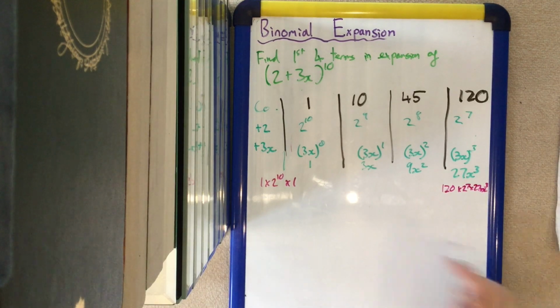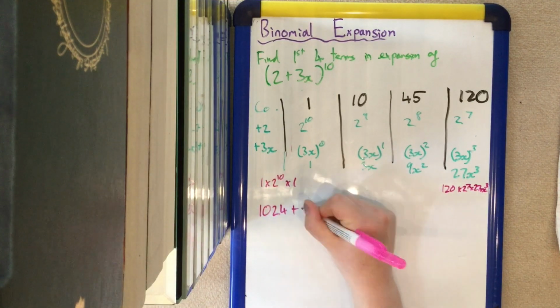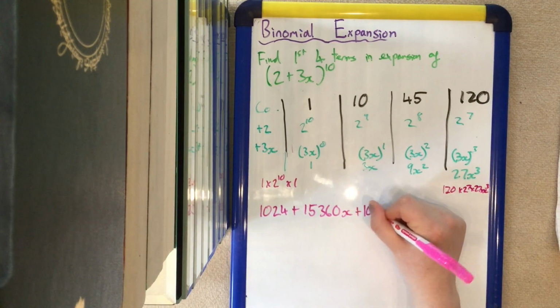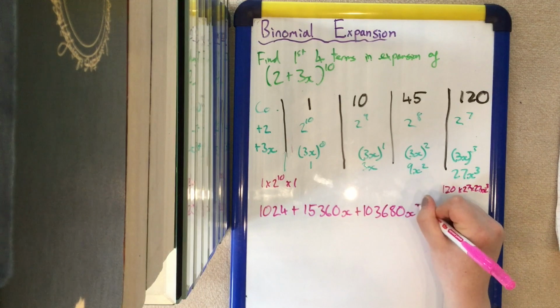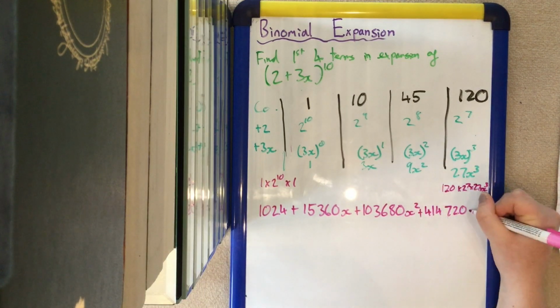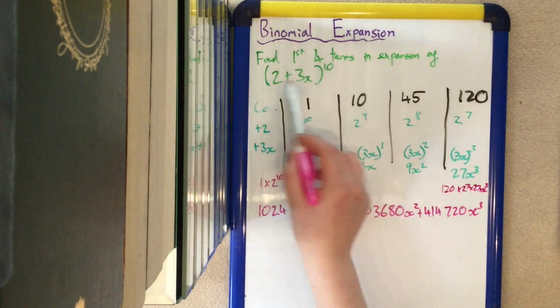And when you multiply all of these columns out, you get 1024 + 15,360x + 103,680x² + 414,720x³. And those are the first 4 terms in this expansion.